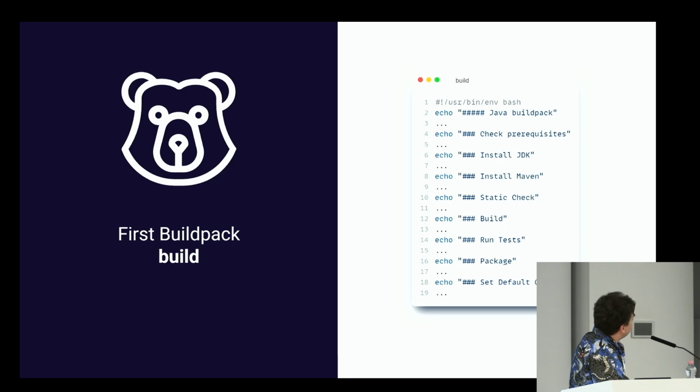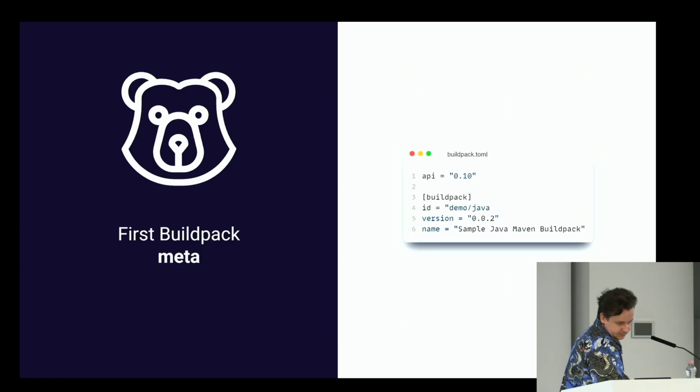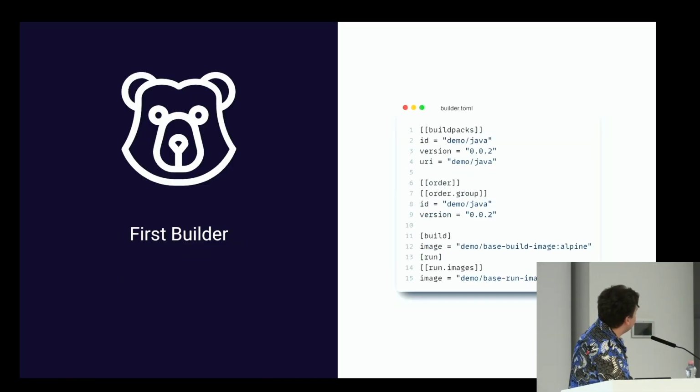And the build binary would be too long. It's just building everything that you've done on your console. This is a POC, so it is enough. But it's also boring. So you create the configuration with TOML. And you have your first builder, which is only telling that we have these buildpacks. It's only demo Java for now. And we have references to a build image and a run image.